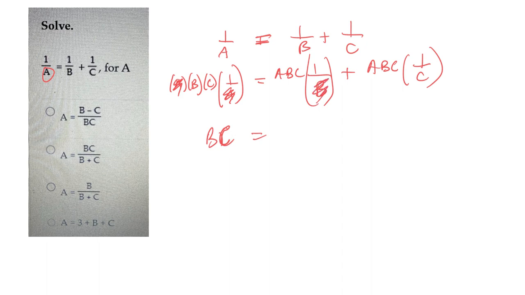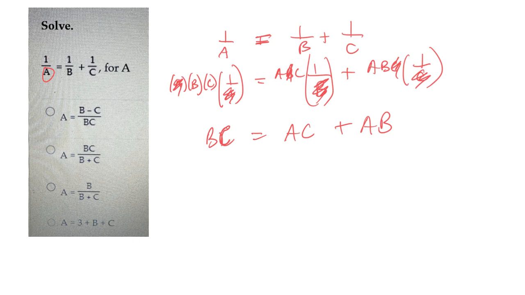So in the first one, the a's cancel, so I have bc. The next one, the b's cancel, so I have ac. The next one, the c's cancel, so I have ab. Whew, that looks way better. There's no fractions anymore. But my problem here is I have 2 a's, and there can only be 1. You have to solve for 1.